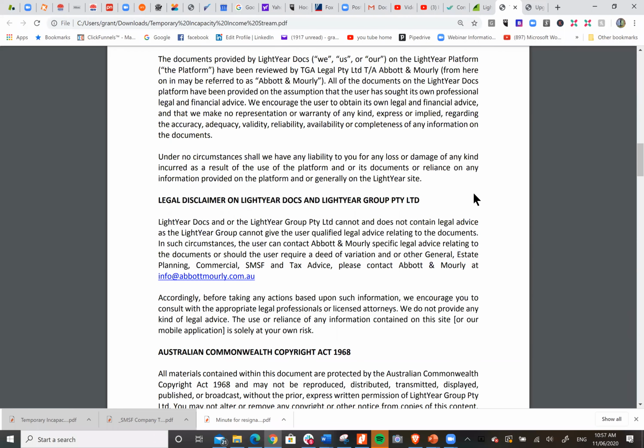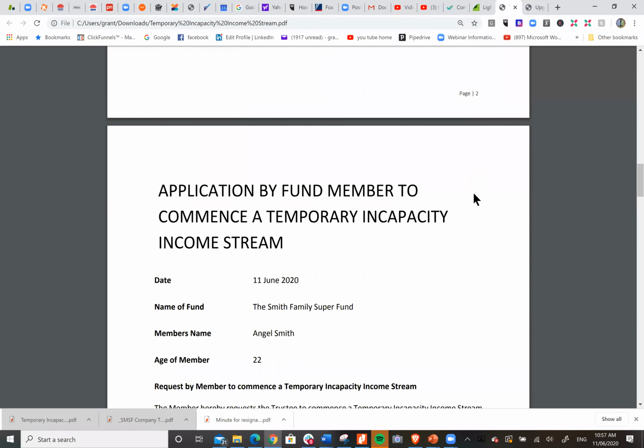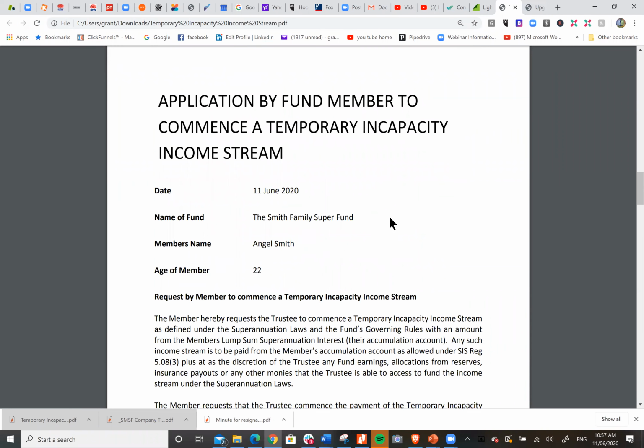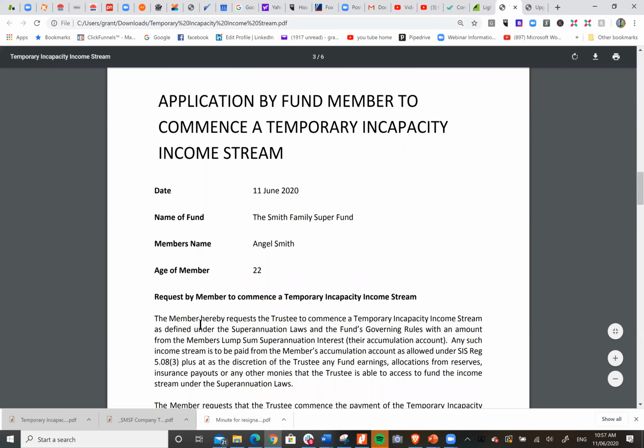You saw me, I built it. How long did it take? I mean, what was it, 4 minutes? So this is the application by Angel coming in. Now I want to go through a couple of things. The member hereby requests the trustee commence a temporary incapacity income stream as defined under super laws and funds.